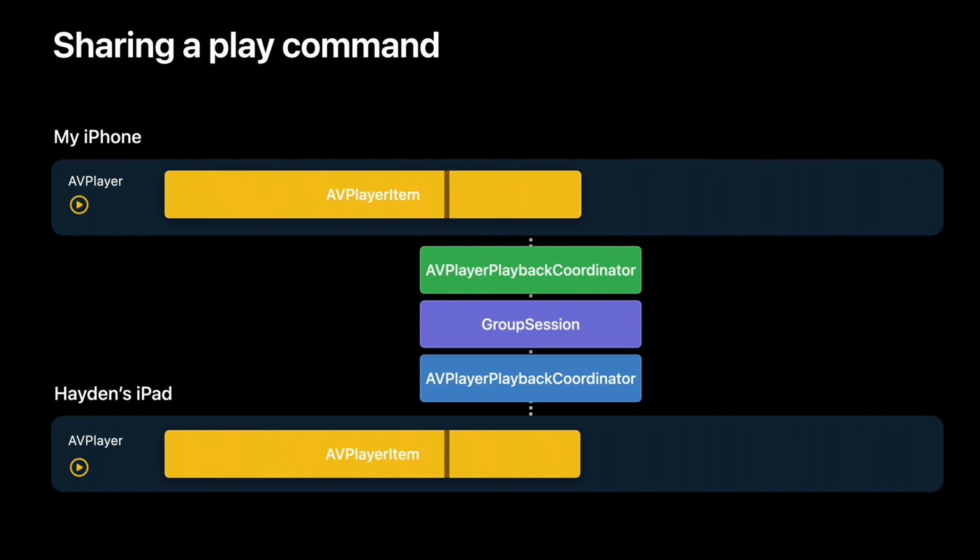All coordinators in the session are equal, meaning that Hayden can also initiate a command. Let's have him seek this time. Again, the seek API is intercepted, and the coordinator forces the AV player to wait while it shares the command with connected coordinators. Everyone is given some time to complete the seek, and when all devices are ready to go again, playback resumes for everyone together.